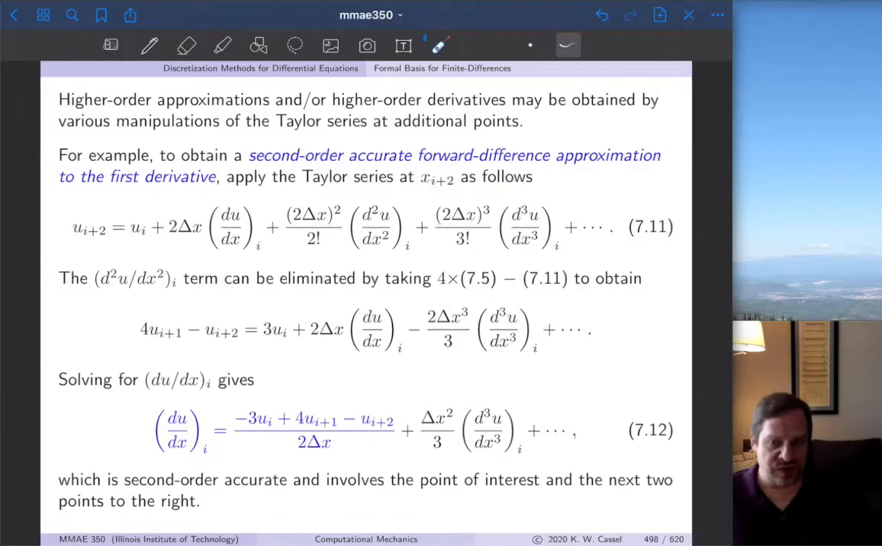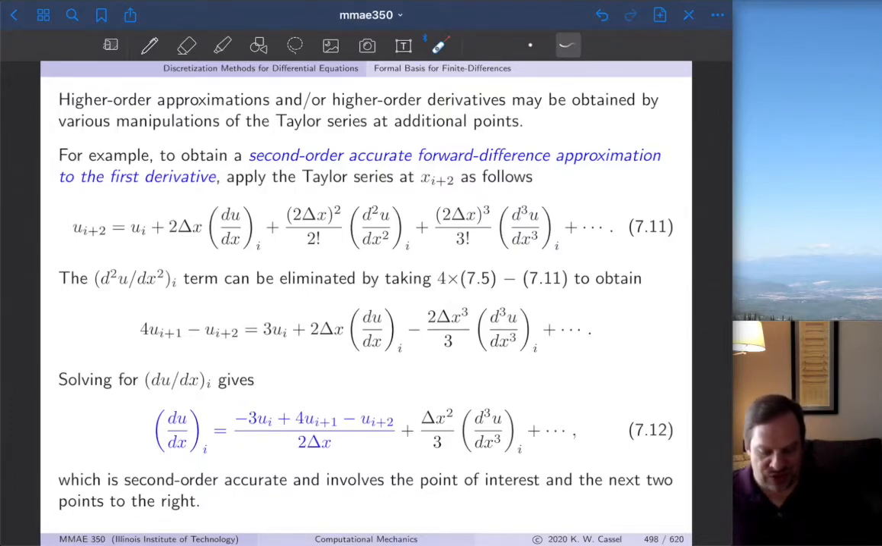Now we want other derivatives. So if you think back to the spring mass system that we had in the last video, we had first derivatives, which we just dealt with, but we also had a second derivative, d squared u dx squared. So how can we get a second derivative? Or how can we get other derivative approximations? So let's look at first the second order accurate forward difference approximation to the first derivative. So what we just did was a first order accurate forward difference approximation to the first derivative. Now we want to find a second order accurate.